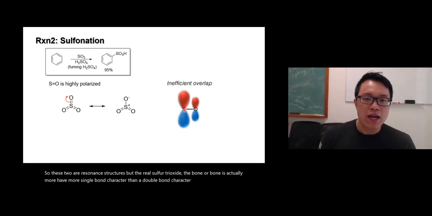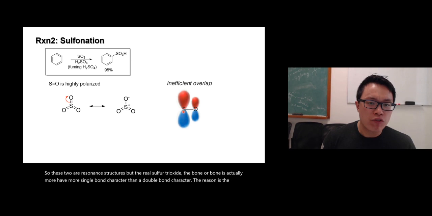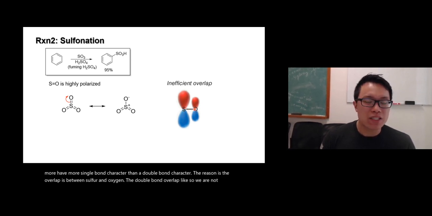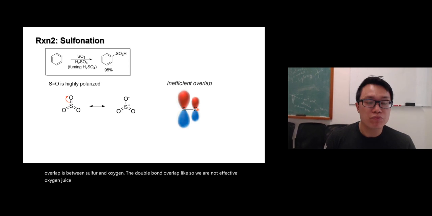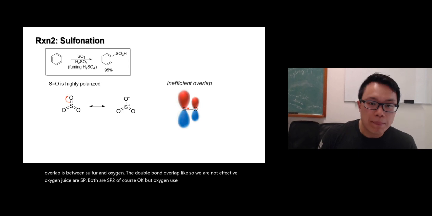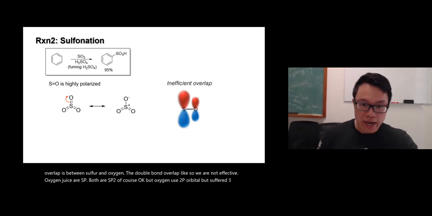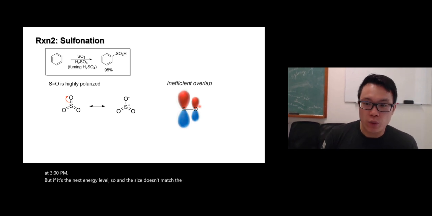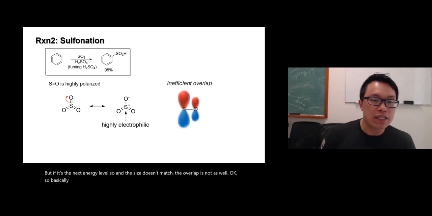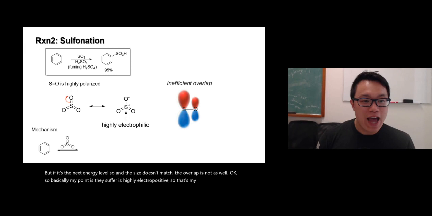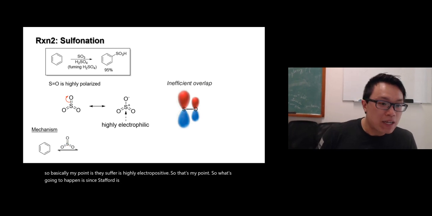The reason is the overlap between sulfur and oxygen. The double bond overlap is not effective. Both use sp2, of course, but oxygen uses a 2p orbital while sulfur uses a 3p orbital, which is the next energy level. When the size doesn't match, the overlap is not as good. So my point is that this sulfur is highly electropositive. Since sulfur is highly positive, benzene can attack.